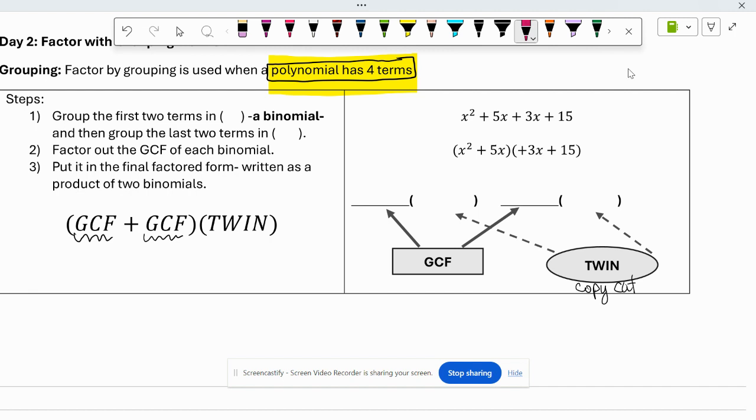So let's look at this first one. Step number 1 says to group the first 2 terms in a parenthesis. So this is my whole polynomial. You see that I took a parenthesis and I put it around the first 2 terms. I've already done that for you. Do you see that? Then I put a parenthesis around the second 2 terms. Okay. Step number 2 says factor out the greatest common factor of each binomial.